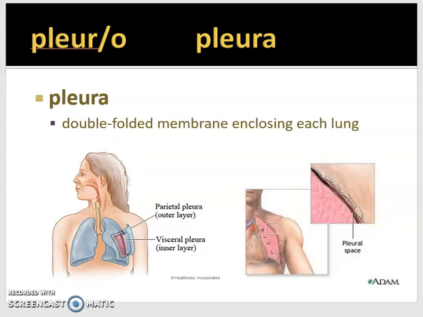Okay, now we're going to talk about the pleura. Its combining form is pleuro. You see here upper left. The pleura is a double folded membrane enclosing each lung. So simplistically speaking, this is mucosal tissue, so it secretes a type of mucus. It lines the outside of the lungs, and in one continuous membrane, it folds back and lines the inside of the thoracic cavity as well, which leaves a very small space you see illustrated here called the pleural space.